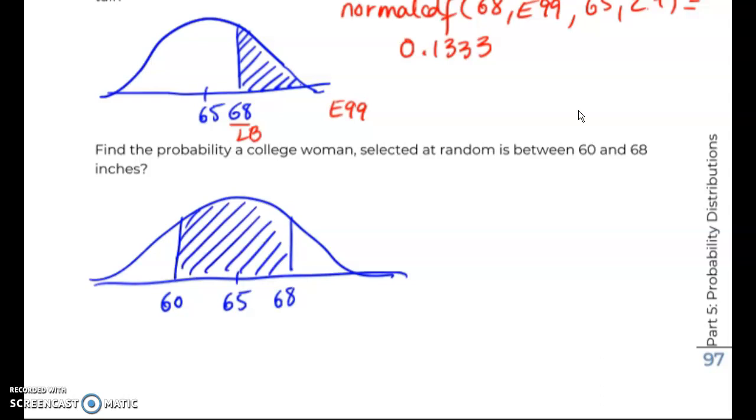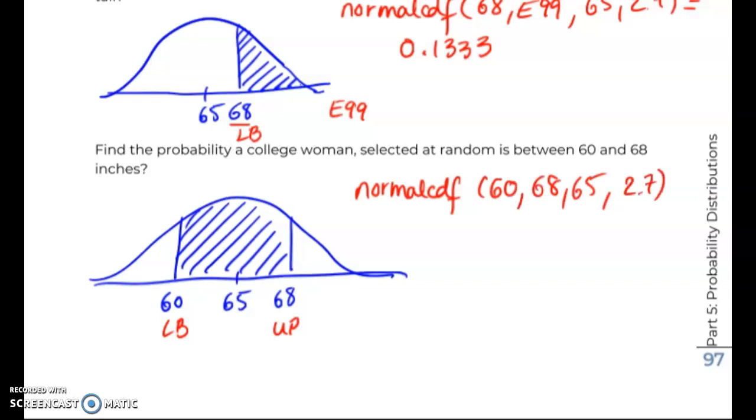Remember when we looked at this on the calculator before with the standard normal distribution, this was actually the easiest type because we have a lower bound and an upper bound over here. So it makes it very straightforward finding the normal CDF going from 60 to 68 with a mean of 65 and a standard deviation of 2.7.